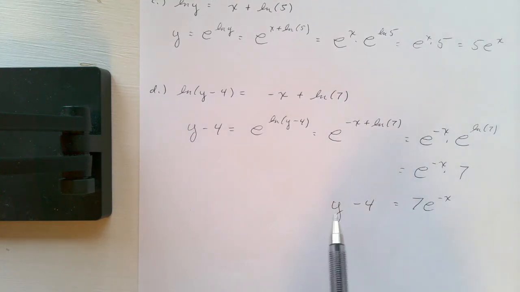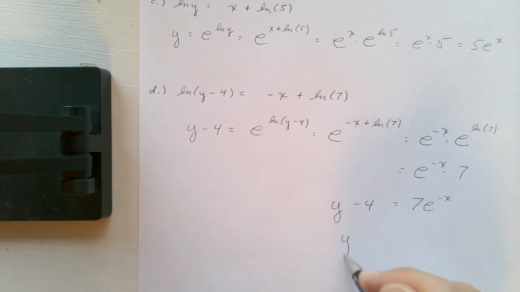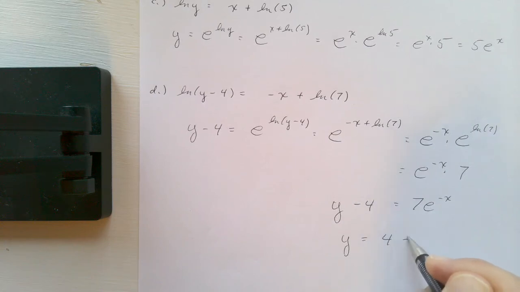And then knowing what y minus 4 is, that's almost as good as knowing what y is. We can just add 4 to both sides, and we get y is equal to 4 plus 7e to the minus x.